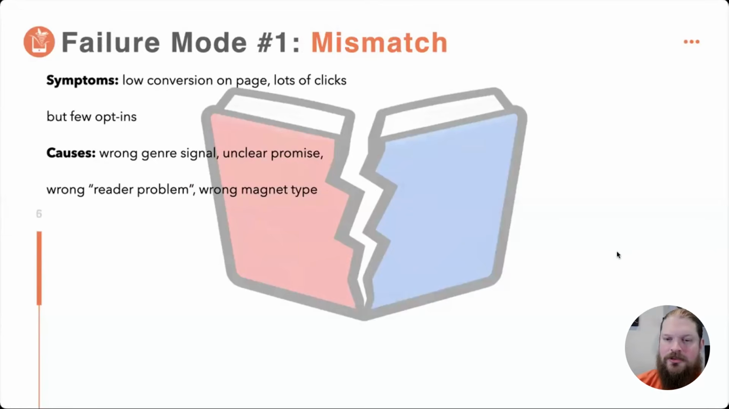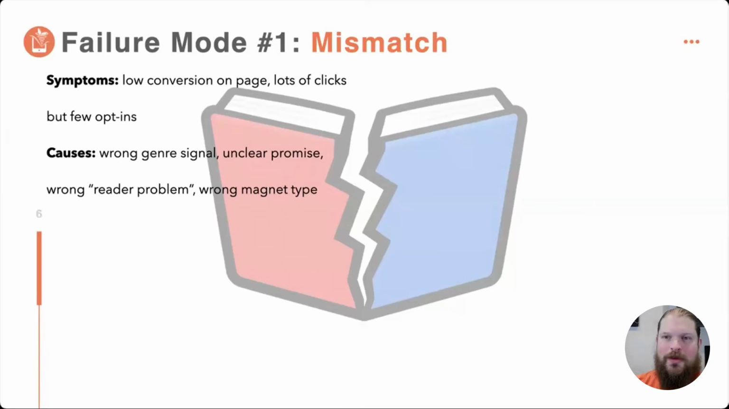an unclear story promise. That would be in your blurb, your book description, right? What promise are you making to the reader? The wrong reader problem, again, you're getting it in front of the wrong reader, or it's the wrong magnet type. We've talked about different types of reader magnets. There are some advanced reader magnets we did talk about in a webinar last month, right?